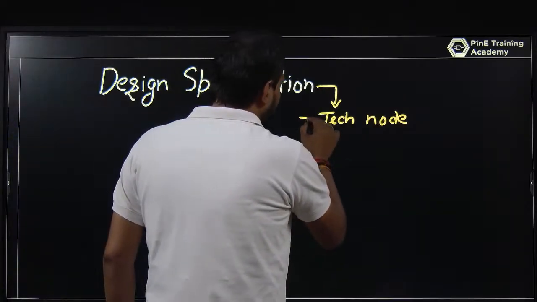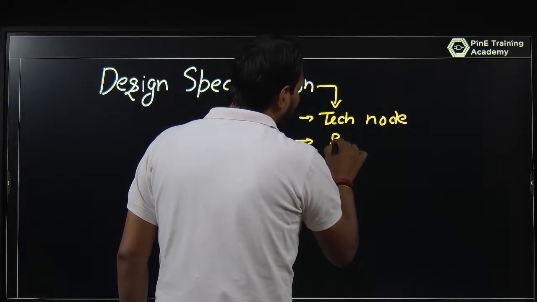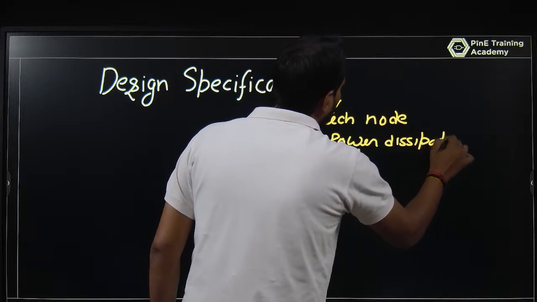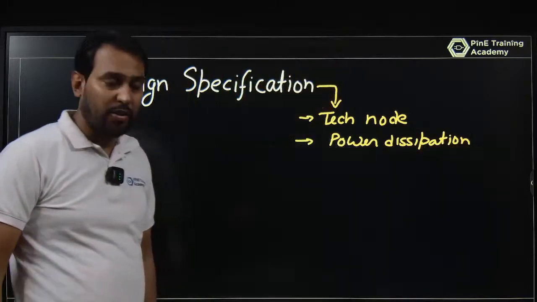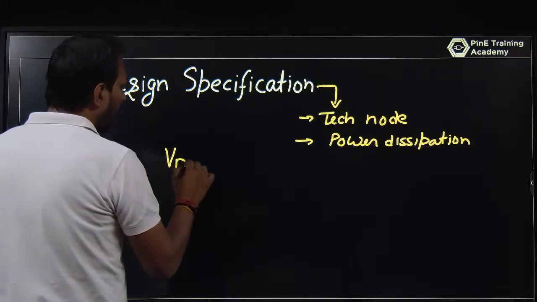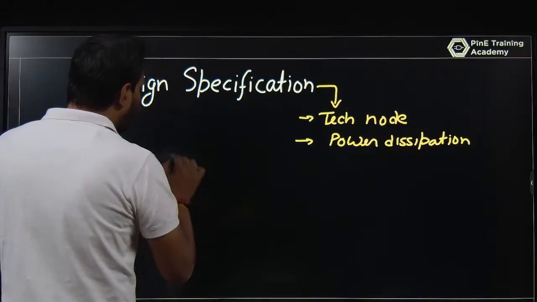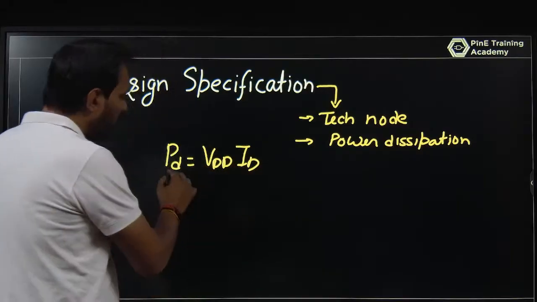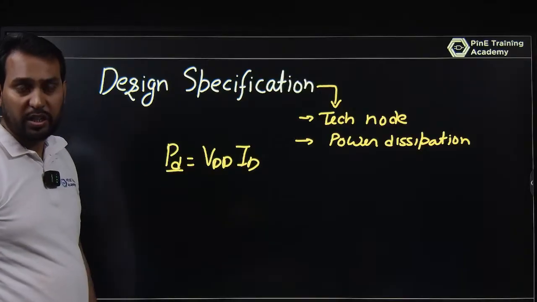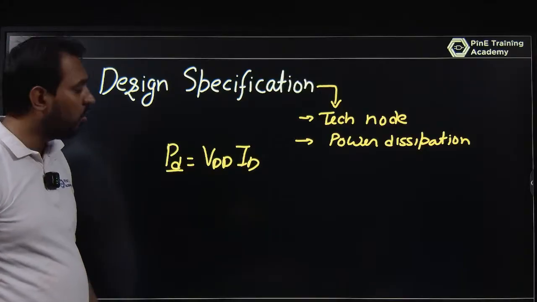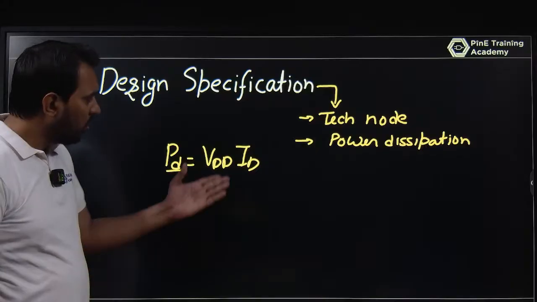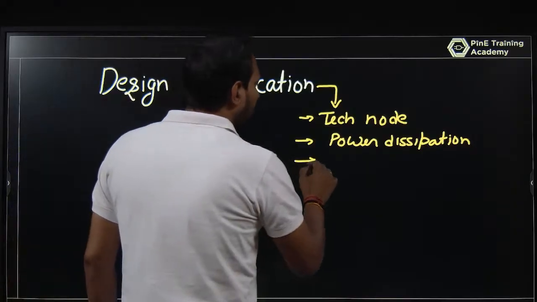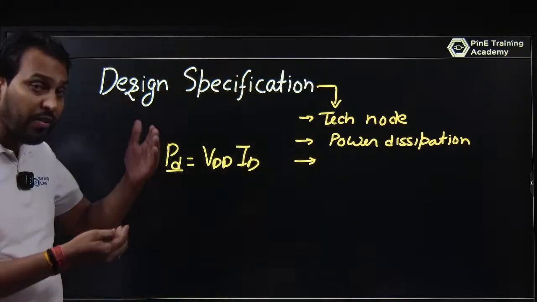And then you go for the power dissipation. On the basis of the power dissipation you can determine the current. Why? Because power dissipation is equal to VDD times ID. So if you know the power dissipation and you know the VDD, the supply voltage, you can determine the drain current. So you can bias with the current mirror. So this is the power dissipation, and it will help you to configure your circuit.